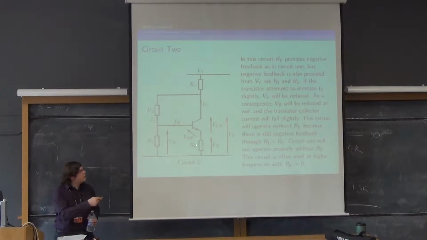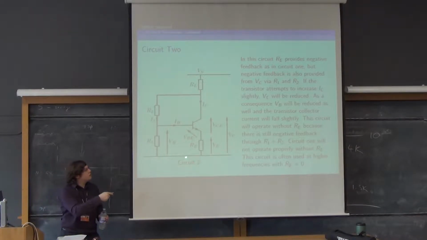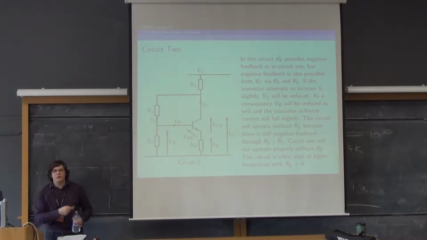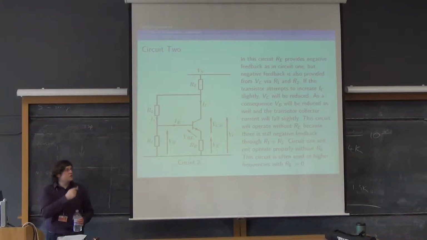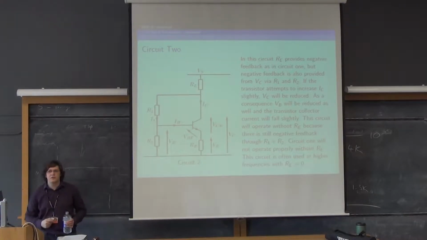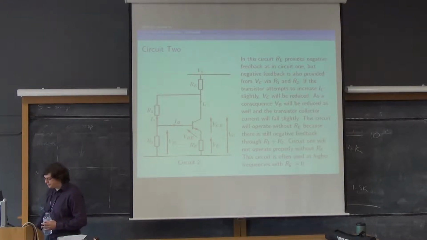If we didn't have RE and we didn't have R2, so we had essentially circuit 2 but without R2 and with RE equal to 0, we would not have the ability to control the quiescent conditions by that. R2 gives us the same ability, so we can get rid of RE. But in circuit 1, there is no R2, so we only have RE to do that. That's why it's necessary.